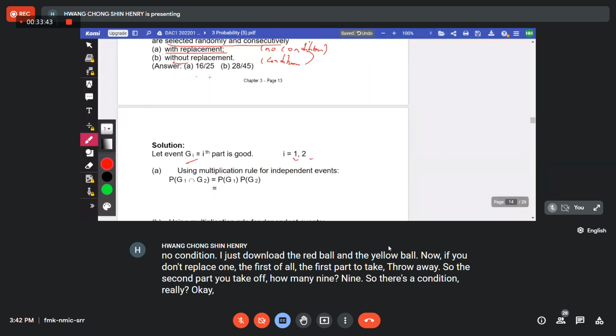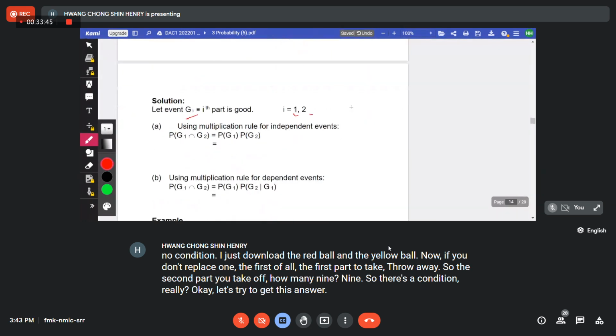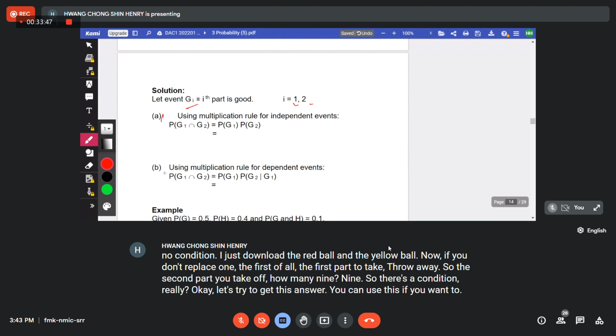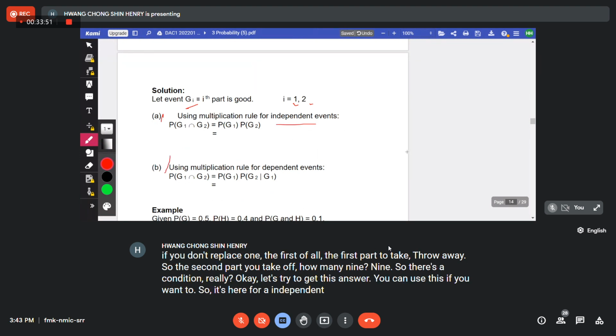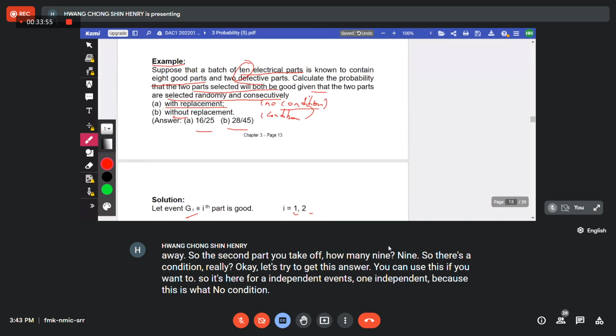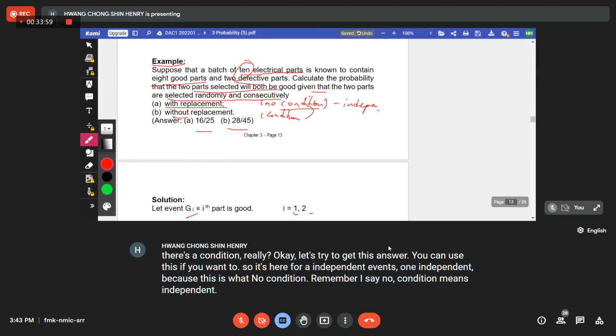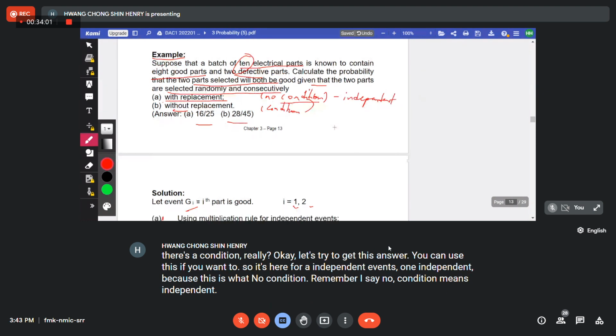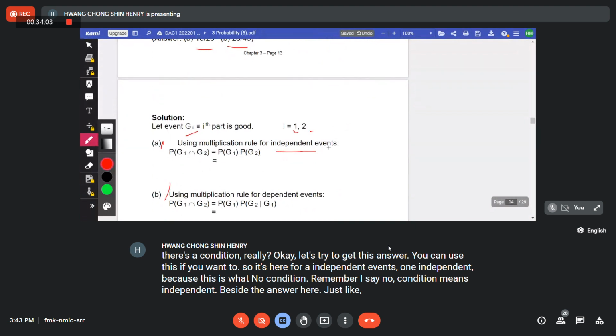Okay, let's try to get this answer. You can use this if you want to. So you see for A, independent events. Why independent? Because this is what? No condition. Remember I said no condition means independent. That's why the answer here, that's right, independent event.